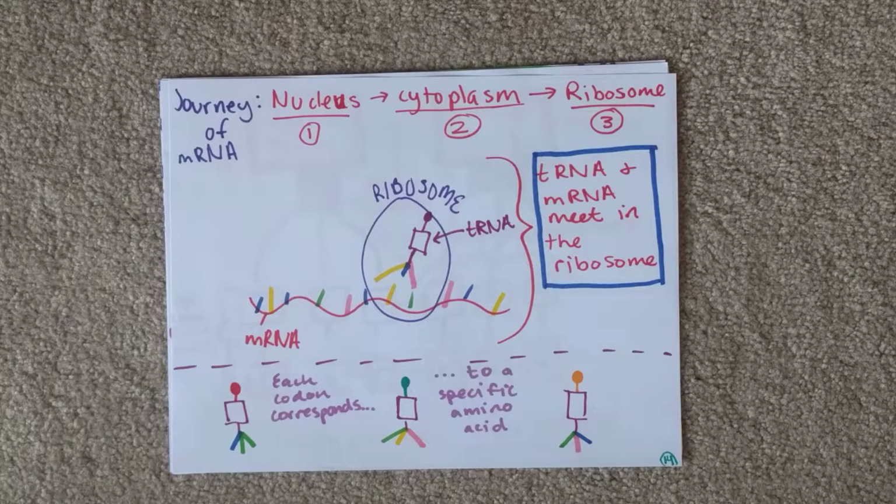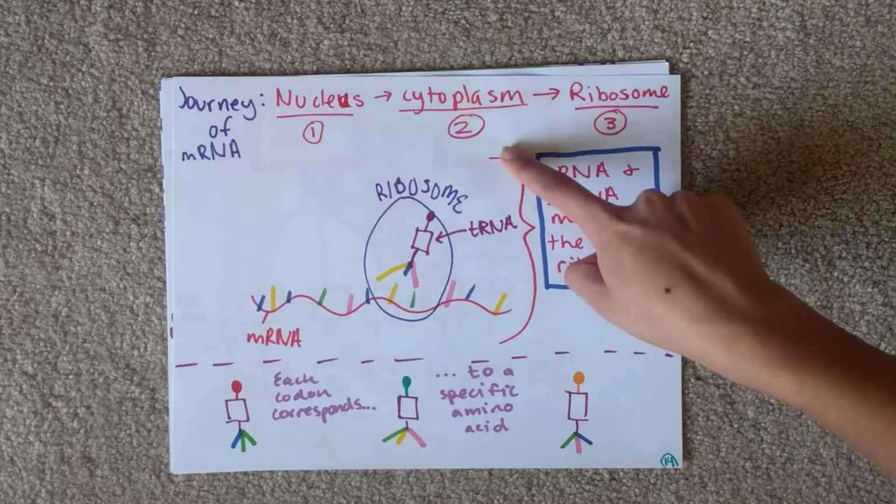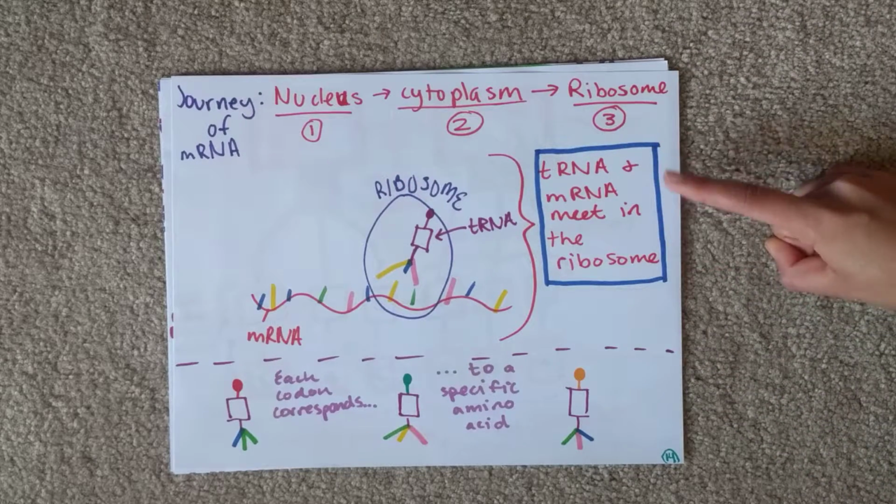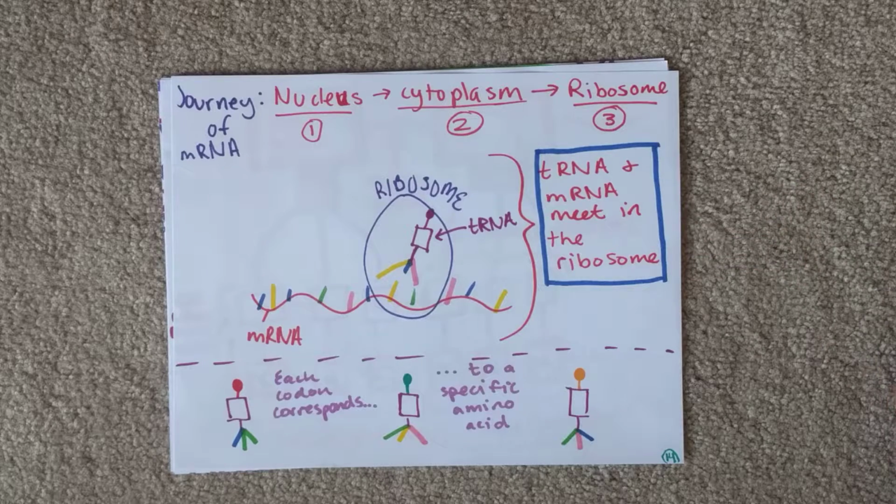The mRNA will move from the nucleus through the cytoplasm and attach to the ribosome, where it will meet tRNA, or transfer RNA. It is important to know that the tRNA has brought a specific amino acid that corresponds to its anticodon.